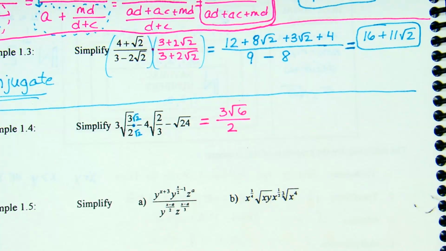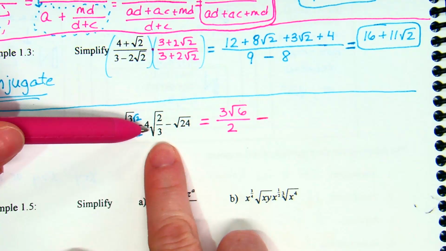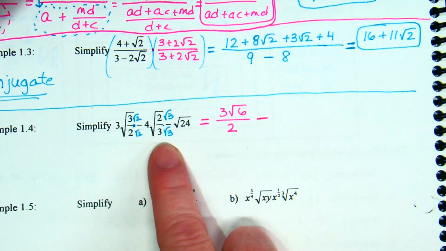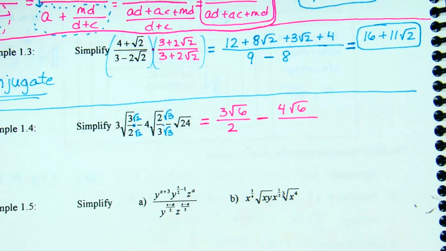Okay, minus. What do I need here? I have a square root of 3. How do I get rid of a square root of 3 in the denominator? Multiply by square root of 3. If I multiply the denominator by square root of 3, I multiply the numerator by square root of 3. Out front, I already have a 4. Numerator, what's square root of 2 times square root of 3? Square root of 6. Denominator, what's square root of 3 times square root of 3? 3. So I wrote it as 4 square root of 6 over 3. You could also think of it as 4/3 square root of 6.